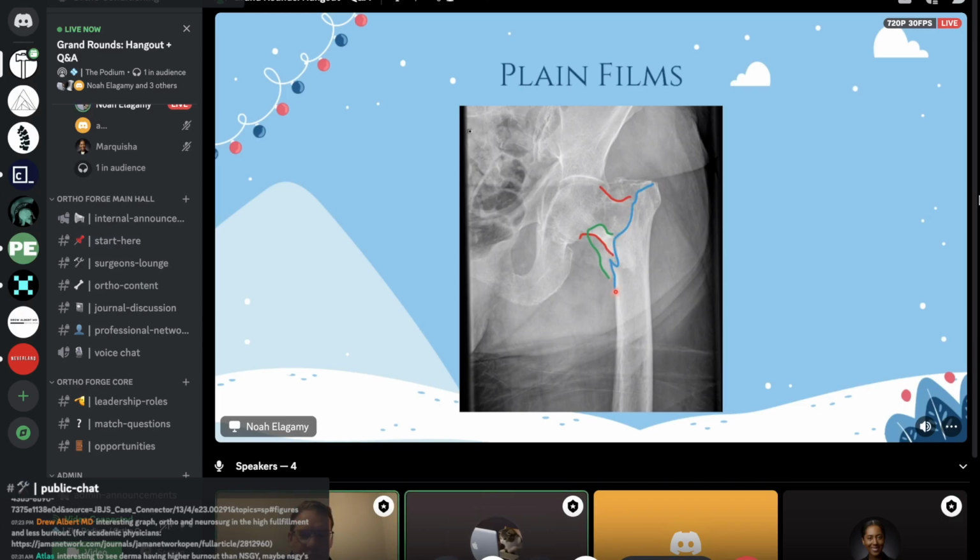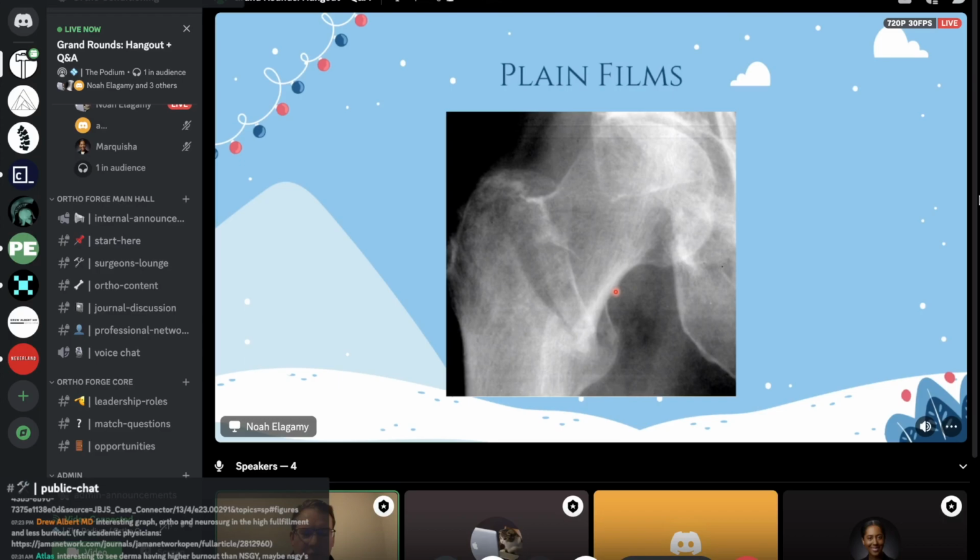That's some high quality outlining right there. Yeah, I love that. So like you said, you can see the fracture line involving the greater troch and the lesser troch. So this is kind of a textbook intertrochanteric fracture. Good job.